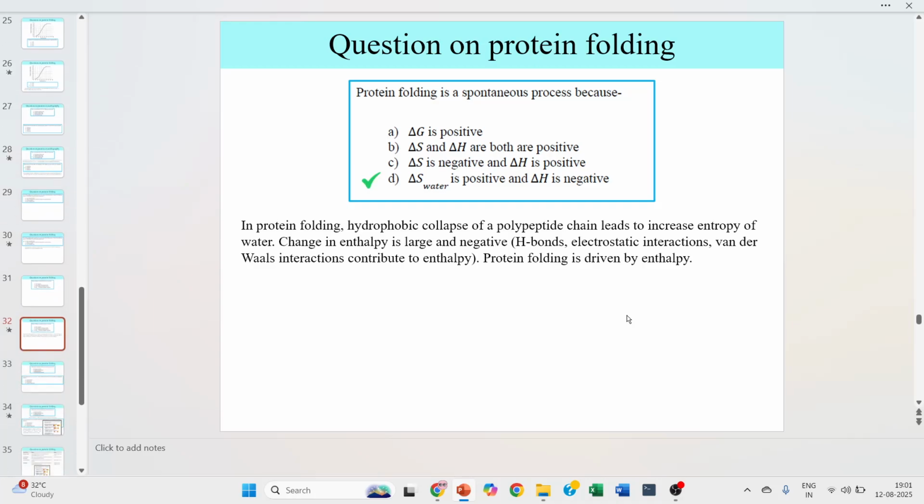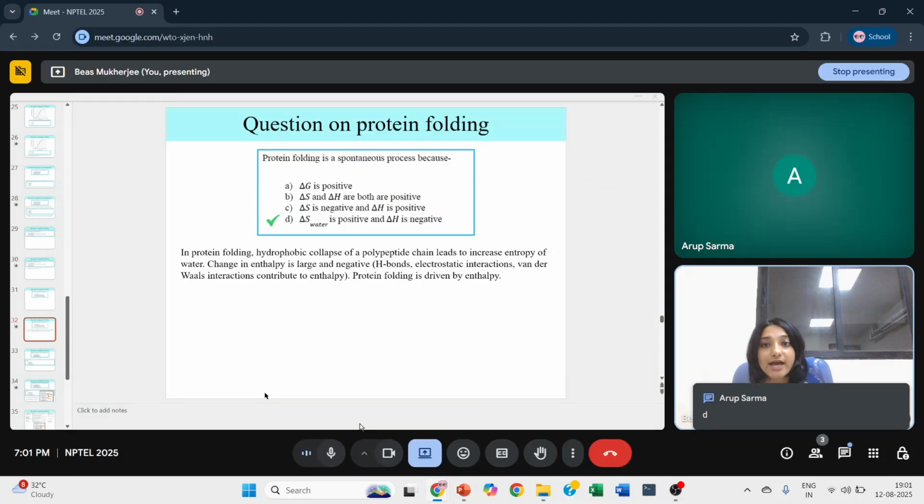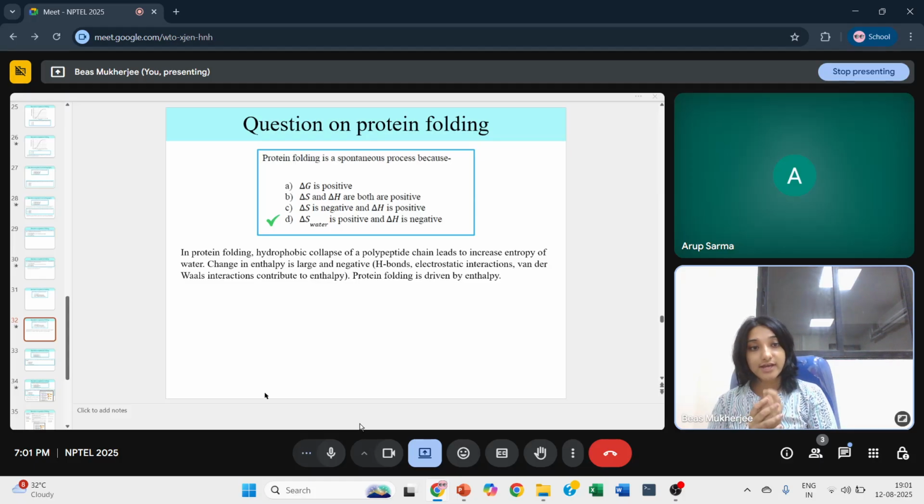In protein folding, I told you that the change in entropy of water is positive. That means water was initially more ordered and from there it is getting displaced. So entropy of the water is positive, but entropy of the protein is negative, and enthalpy is negative because new bonds are getting formed and a lot of energy is released. It is exothermic and largely negative.